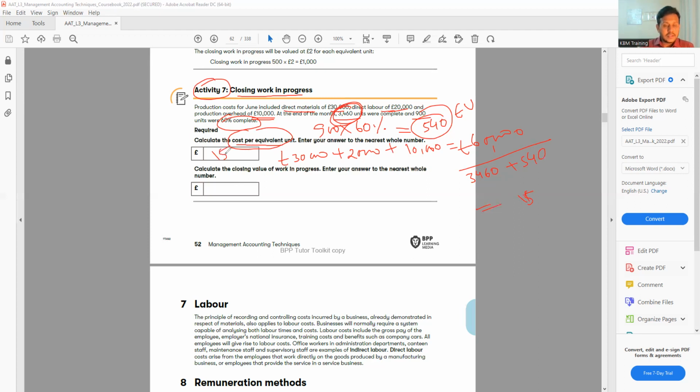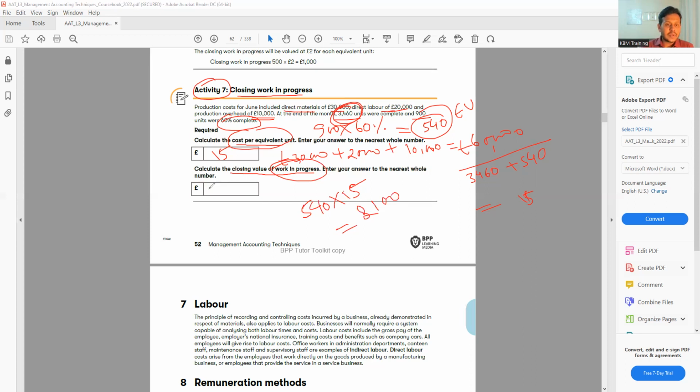Very good. The next one says calculate the closing value of the work in progress. That means the units we have in process. This is not completed yet because it will be in stock. It is still in process. So we have 540, and the cost per unit is 15. So it will be equal to how much? 540 times 15 will give you 8,100.